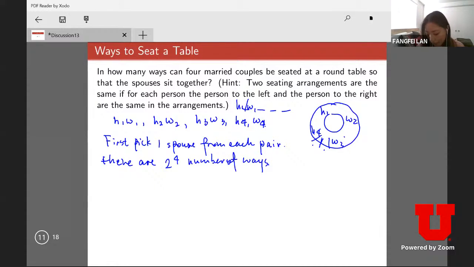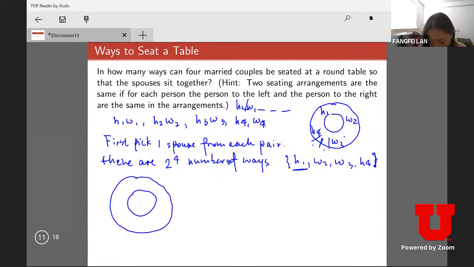So let's say that we pick something like the same thing, H1, W2, W3, and H4. So, because it's a round table, let's say that we seat the first person. We seat him first. We seat him right here. So then you can imagine if we want to place these 4 people on the table, you just need to determine who's going to be on the left and who's going to be on the right, right? Because the other person, this last person, doesn't have a choice. As long as you determine these 2, this last person would just be the last person in the 4.